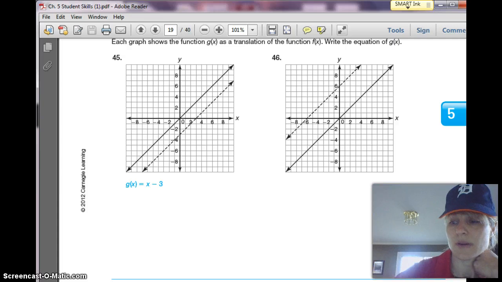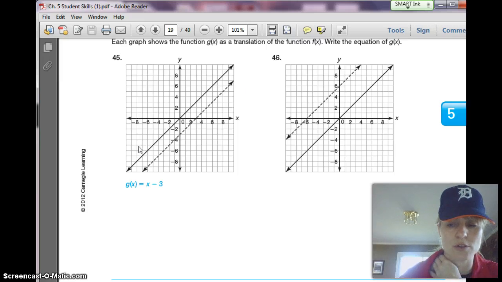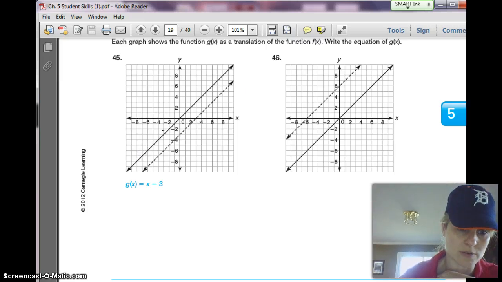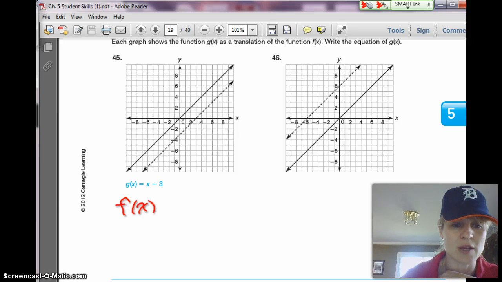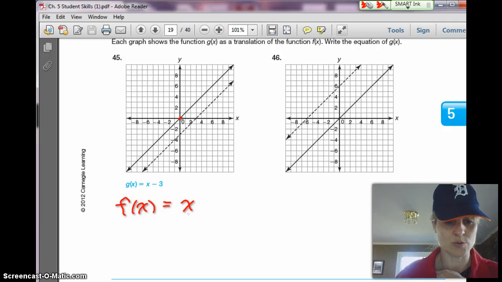So if I look at this first question here, the solid line is my original or my basic or parent graph, and then the dotted line is the translated graph. So if I look at this, it says use f of x for the parent function. So I'll have f of x. I'm looking at this parent function. The y-intercept is 0, and it goes up 1 over 1.